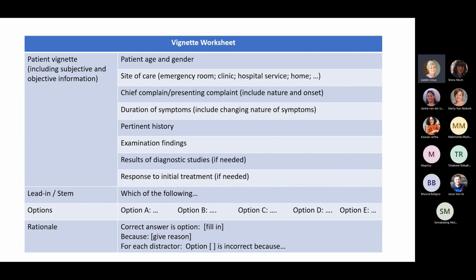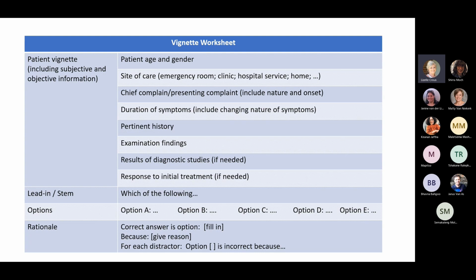And I think this is the most important aspect of writing or developing your questions. You fill in this blank of the correct answer is option whatever it is, and this is why, giving a reason as to why it is the right answer or the best answer for the question. And then for each distractor you have to say this is incorrect because, and give a justification.